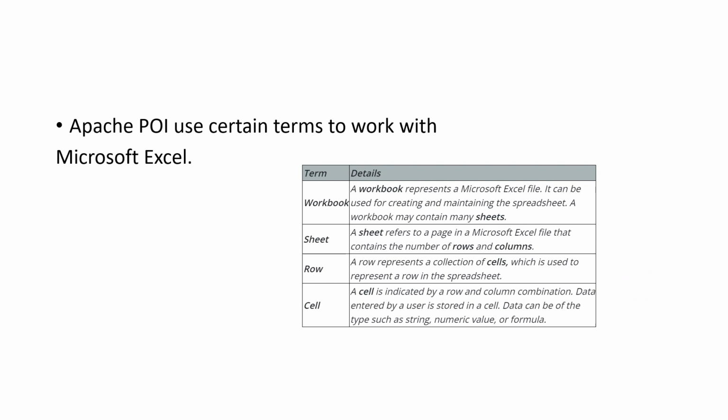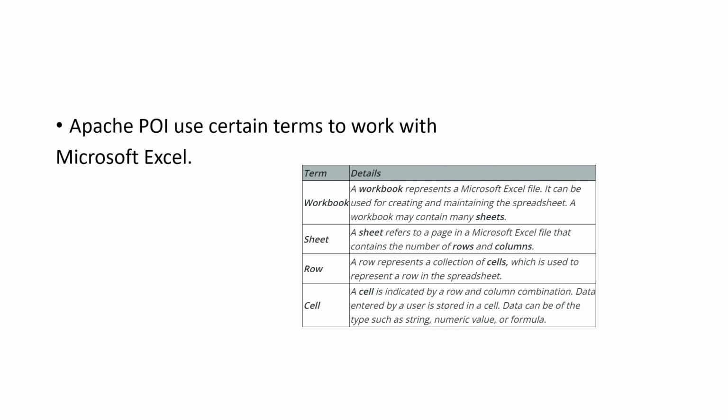Apache POI uses certain terms to work with Microsoft Excel. In Excel, you can see a workbook, sheet, row, and cell. A workbook represents a Microsoft Excel file, and can be used for creating and manipulating these spreadsheets. Your workbook may contain many sheets. A sheet refers to the page of the Microsoft Excel file that contains a number of rows and columns.